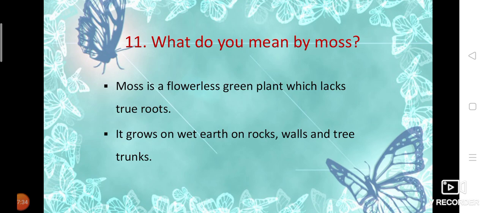And where it grows: on wet earth, on rocks, walls and tree trunks. So you can find it on wet earth. Wet earth means a place with some water content, like rocks. If there is a waterfall near the rocks, most of the time they will be in wet condition. So when the rocks are wet you can find the growth of moss there, and on walls and tree trunks also you can find the growth of moss. So what is moss? Moss is a flowerless green plant which lacks true roots. Lacks means absent of. It grows on wet earth, on rocks, walls and tree trunks.